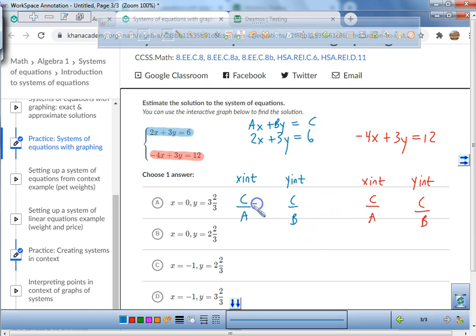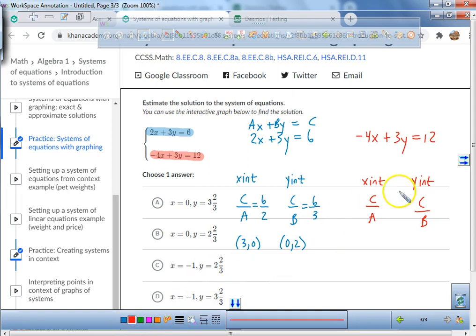So what is our c value? Our c value is the number 6. What's our a value? 2. 6 divided by 2 is 3. Boom, I got a 3, 0. Once again, our c value is 6. Our b value is 3. 6 divided by 3 is 2, so our y-intercept's at 0, 2.